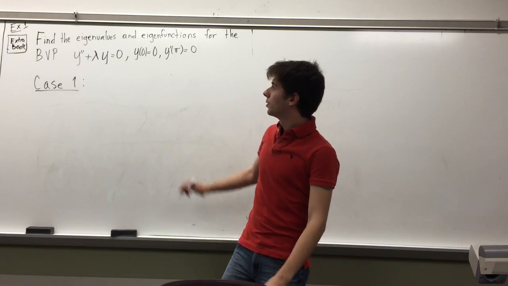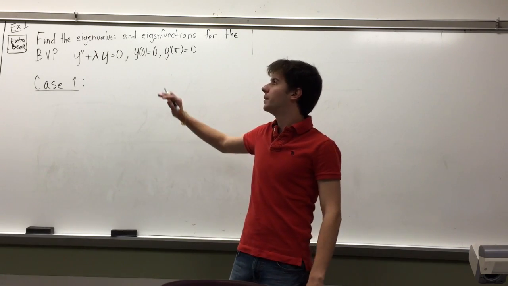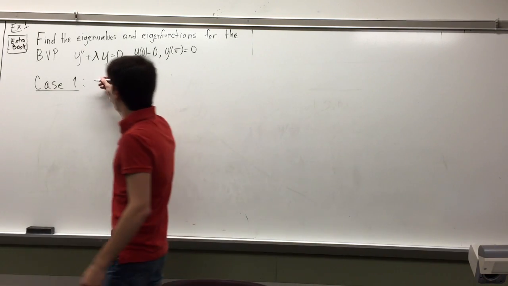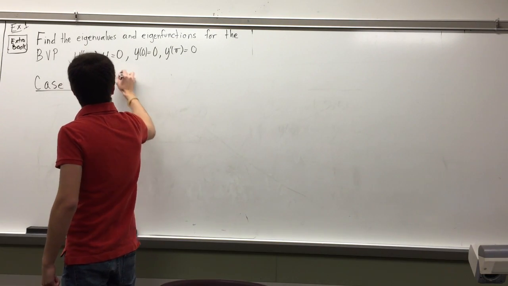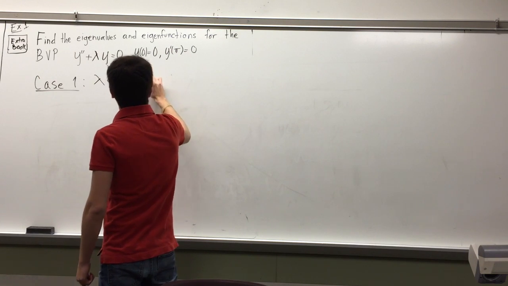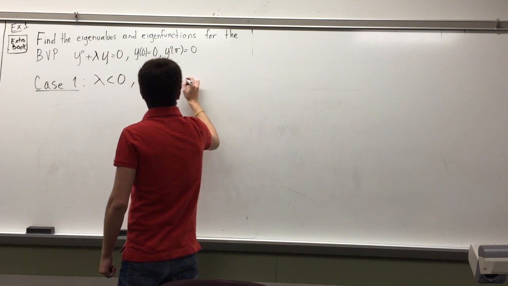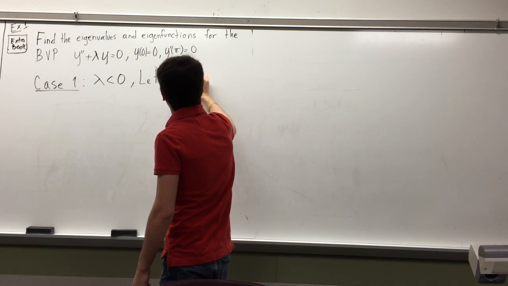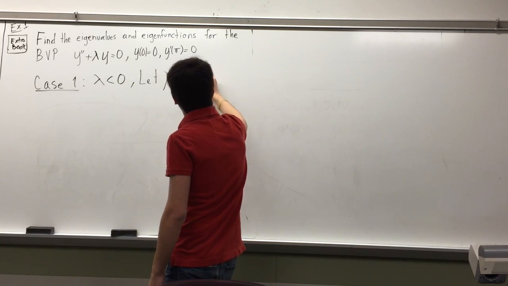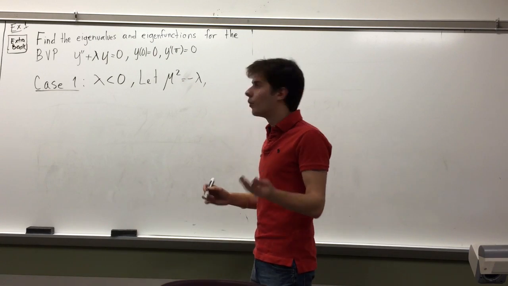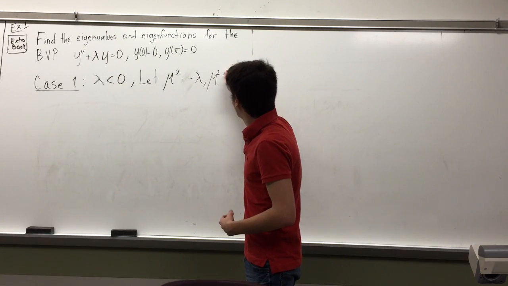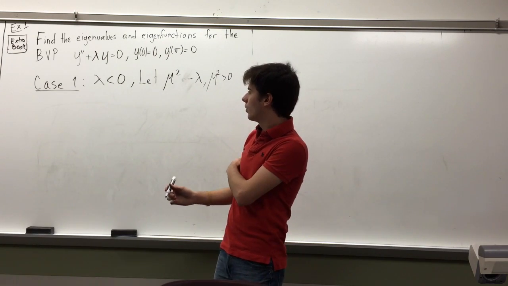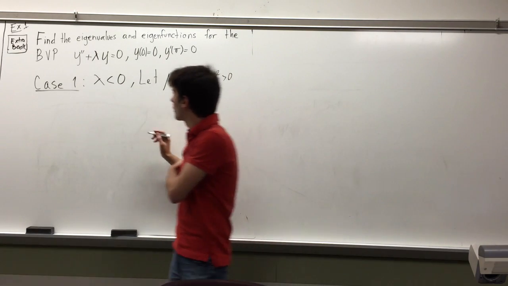Hi everyone. So let's do one more problem where we have this BVP and we have to find its eigenvalues and eigenfunctions. We'll start with case 1 where lambda is less than 0 and we're going to define a constant mu squared that is equal to negative lambda. So we can conclude that mu squared is greater than 0, since lambda is less than 0. And let's go ahead and solve our problem.